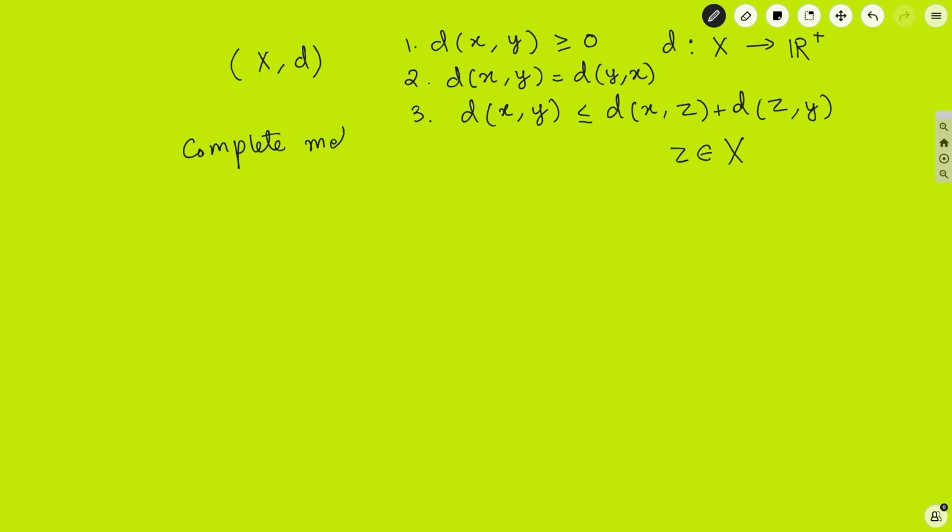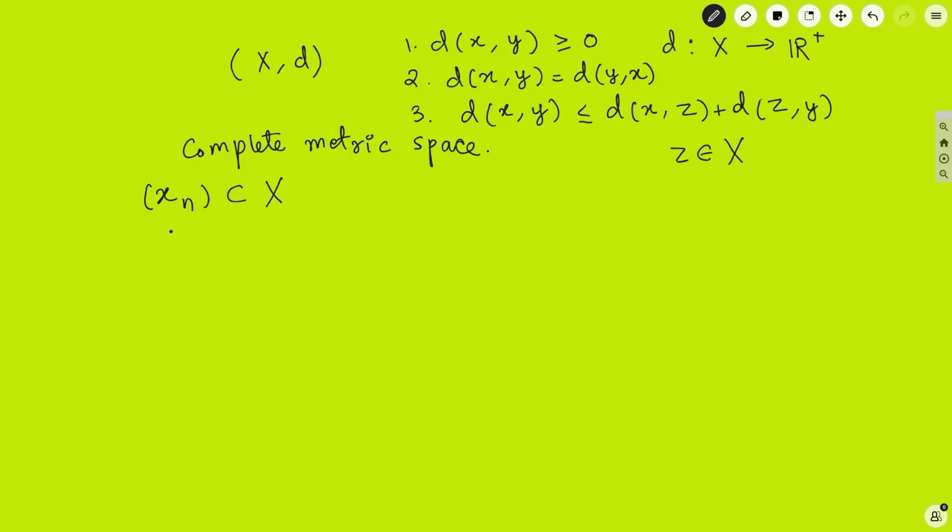Complete metric space. Okay. So as the name indicates, it's a complete space. Okay. So what does that mean? So in analysis, you have this concept of Cauchy sequences, right? So what are Cauchy sequences? Well, let me write it down. So we say xn is a sequence in this space, right?